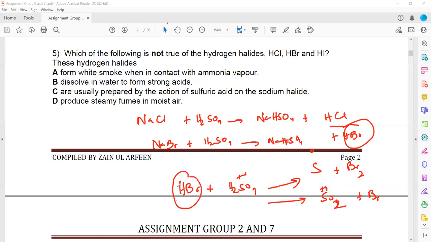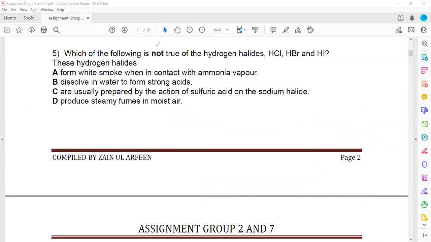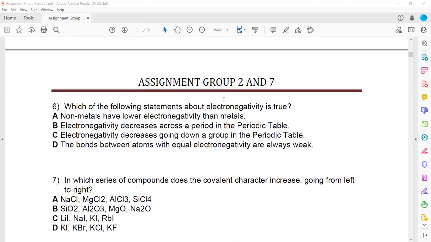So we cannot prepare all the hydrogen halides this way. Hydrogen chloride can be prepared, but hydrogen bromide and iodide further react with sulfuric acid and reduce the sulfur to a lower oxidation number. That's why we don't use this technique to prepare all of these hydrogen halides. And they produce steamy fumes in moist air, because when HCl or hydrogen bromide mixes with water, that combination will produce steamy fumes. So for question 5, C is the valid answer.